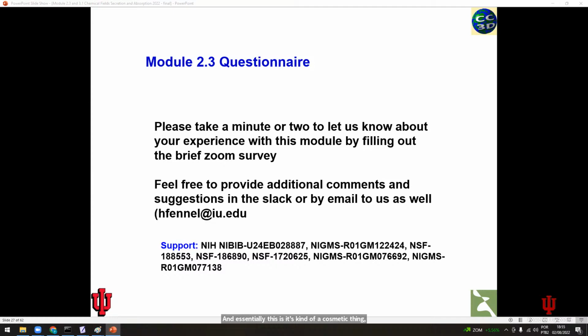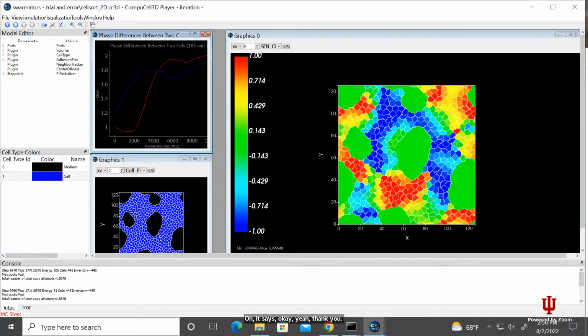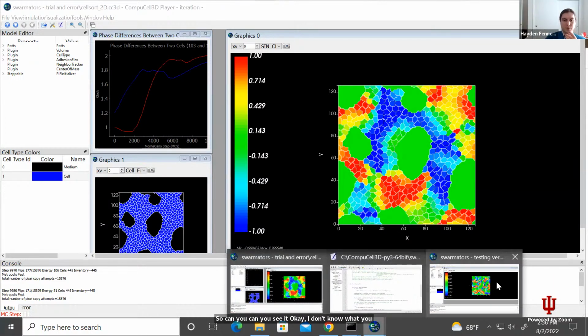Could I share my screen really quick? Sure. Okay, thank you. Pedro, if you wouldn't mind unsharing. There we go. Thank you. Okay. Can you see it okay? I don't know what you can see. Yes, we're seeing your CompuCell player.